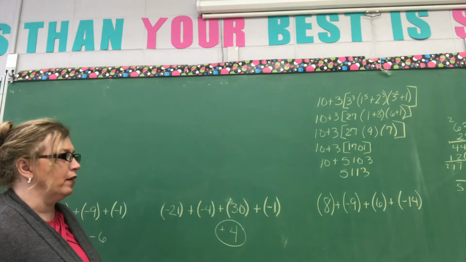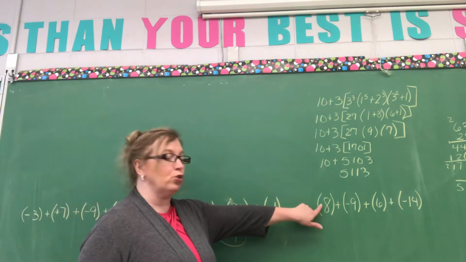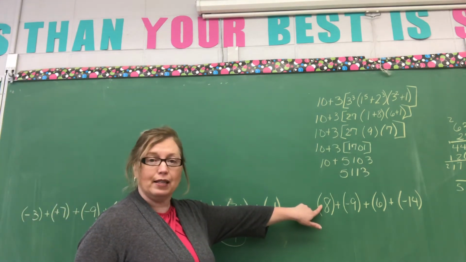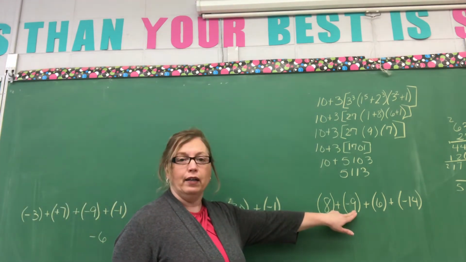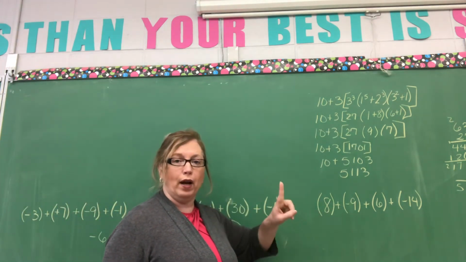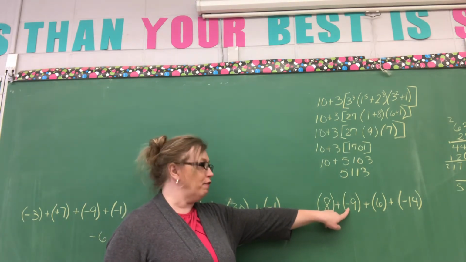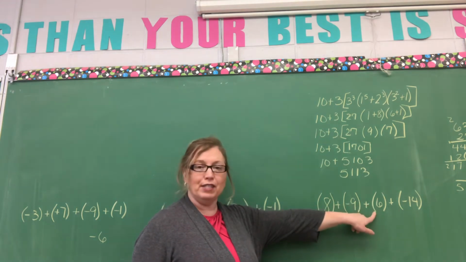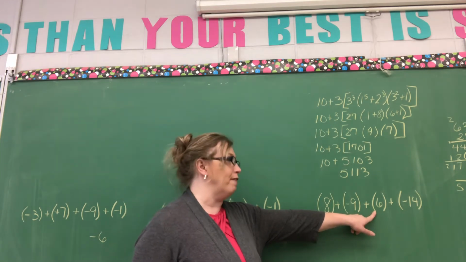Look at your next one. You have 8, and there's no sign. Since there's no sign, we know that it is positive. So we have a positive 8 plus a negative 9. The difference in the two is 1. And the 9 has a greater absolute value, so we have negative 1 plus a positive 6. 6 minus 1 is 5. 6 has the greater absolute value, so it's a positive 5.